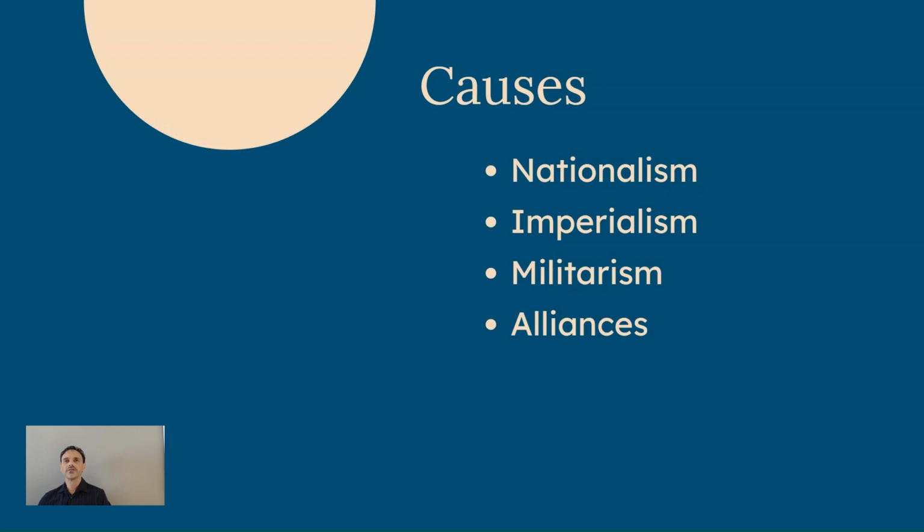There are often four causes that are distilled down for reasons for World War One. First one of them is nationalism. We also have imperialism, militarism, and alliances. Let's explore each of those a little more in depth.